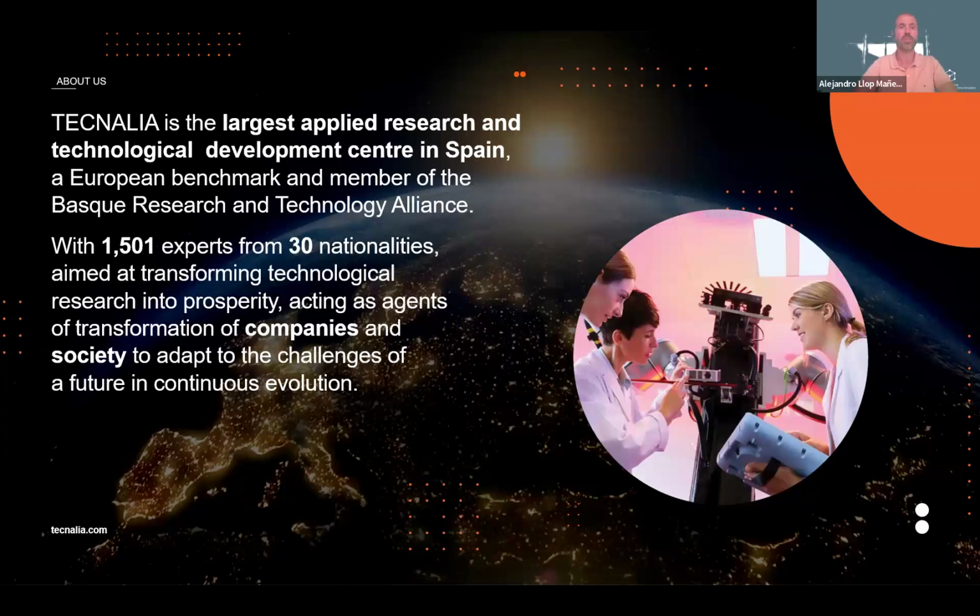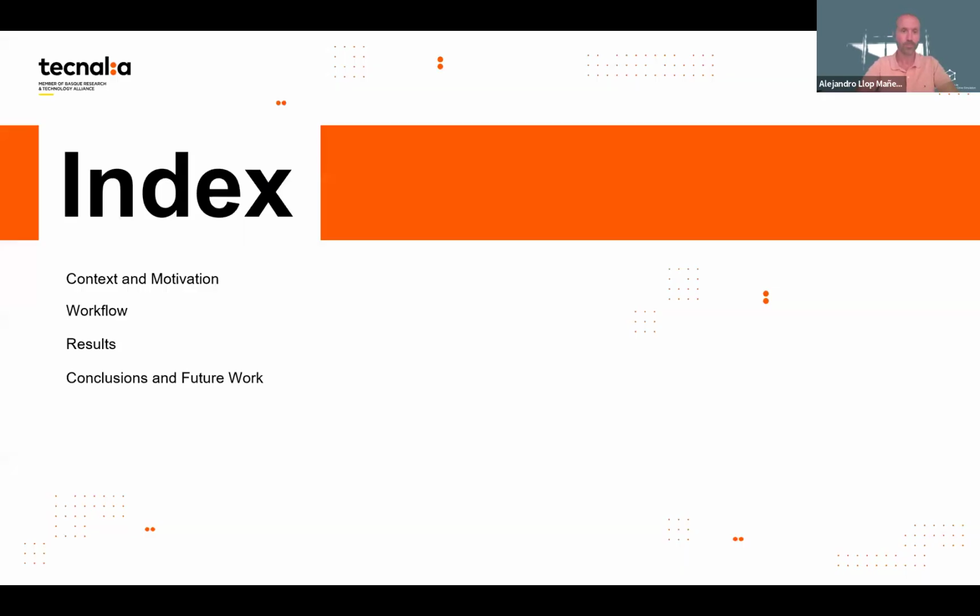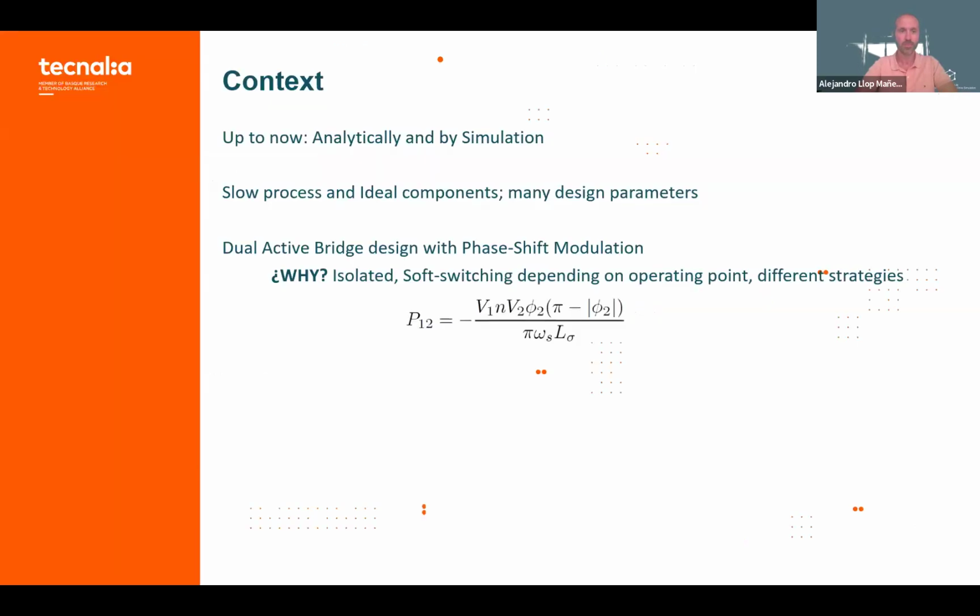So let's introduce briefly the company I work for, which is Tecnalia, and also makes this work possible. We are more than 1,500 people working there from many different countries, full of PhDs and experts in fields such as AI, health, hydrogen, engineering, and many others. This presentation is divided into the following topics: the context and the motivation, an explanation of the workflow, some results, and eventually the conclusions and the future work.